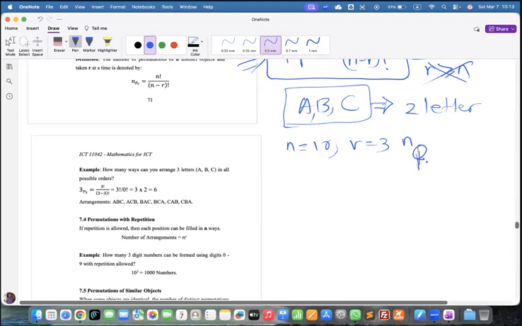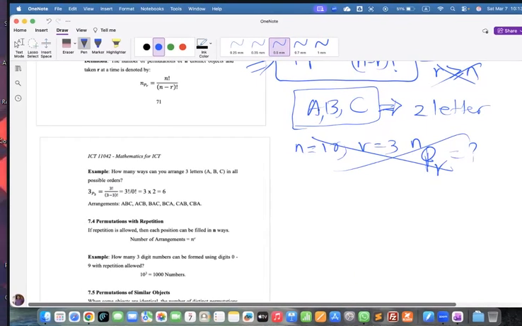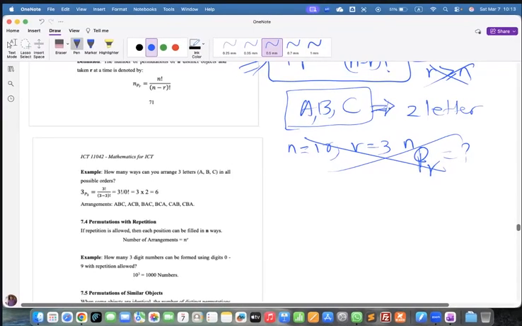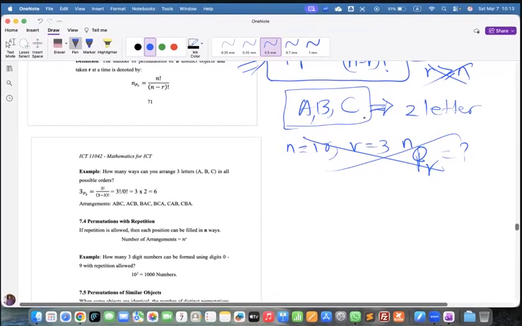I'm not asking what is NPR, right? Don't think this type of question. The questions are based on applications. Here, the question is, there are three letters A, B, C. My question is, by utilizing these three letters, I need to make two-letter words. So tell me how we can answer this question.